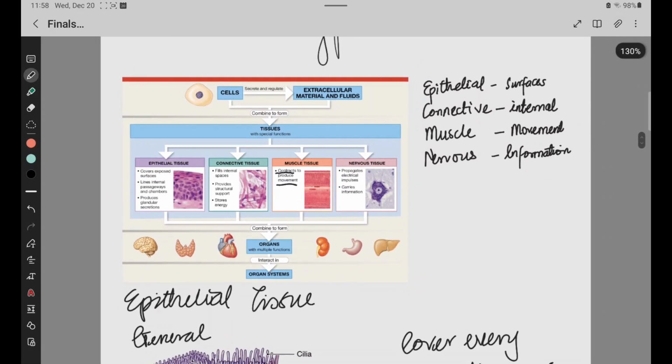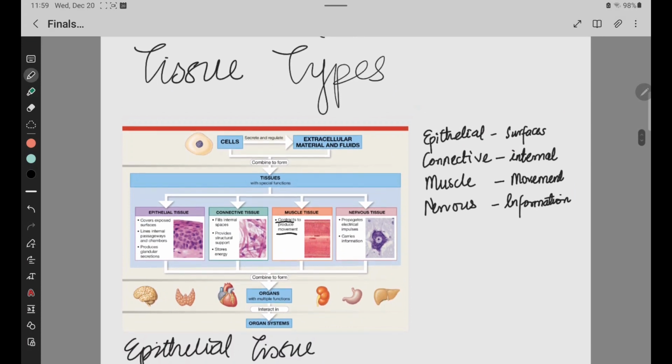So yeah, that's my rough guide to understanding, if you see a question or you just think, oh, what is this? Epithelial is mostly on surfaces, connective inside, muscle for movement, and nervous, mainly your brain, and is for sending information. So yeah, I hope this gave you a really brief overview of what the tissue types are.